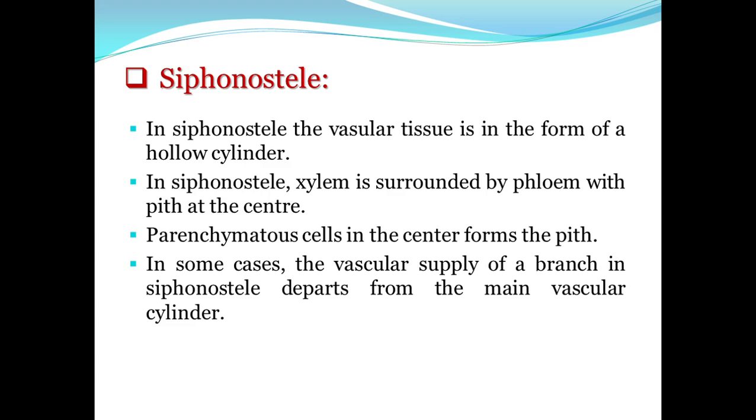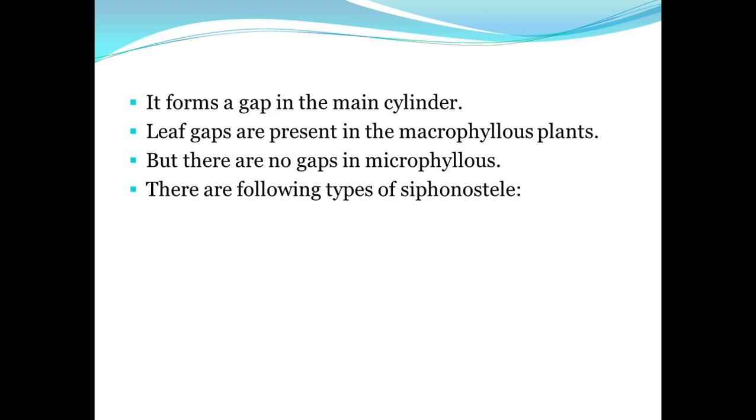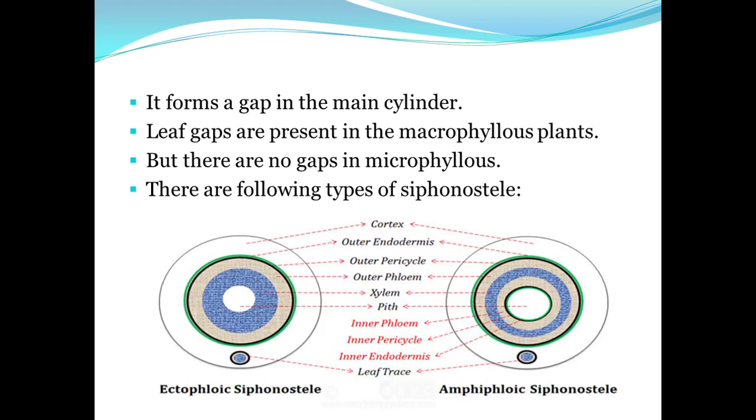In some cases, the vascular supply of a branch in siphonostele departs from the main vascular cylinder, so that's why gaps are formed in the main cylinder. Leaf gaps are present in megaphyllous plants, but these are absent in microphyllous plants. So there are different types of siphonostele, such as ectophloic siphonostele and amphiphloic siphonostele.